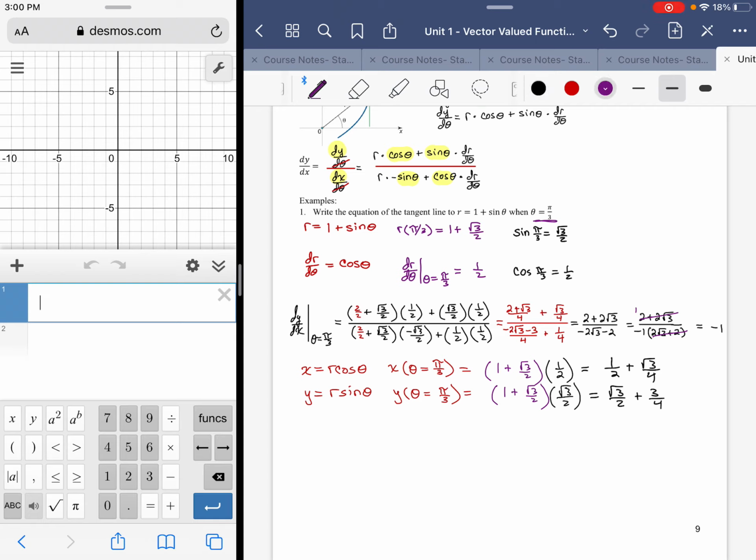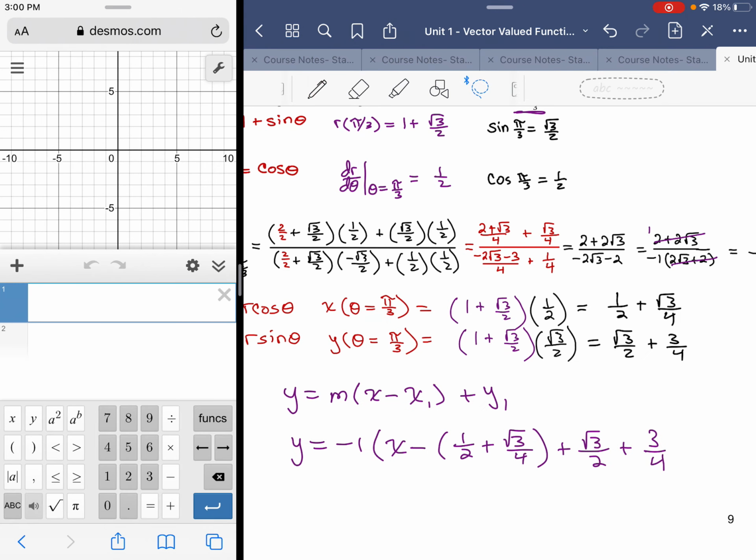So then we can use our point slope form for a linear function. Y equals m times x minus x sub 1 plus y sub 1. So in this case, y equals -1 times x minus 1/2 plus radical 3 over 4, plus radical 3 over 2 plus 3 over 4. Now, if you want to simplify it beyond that, that's up to you, or it's up to me, because that's what I'm going to do now.